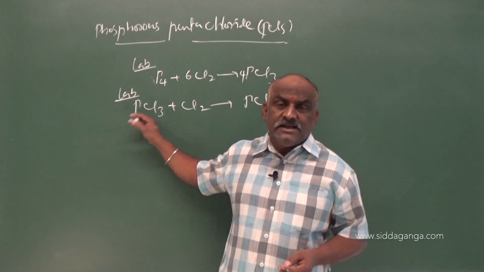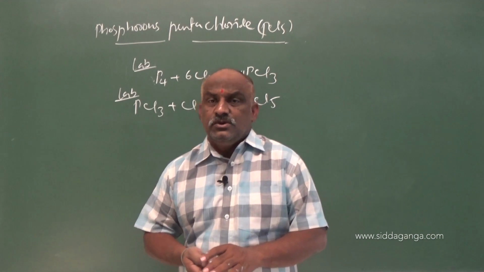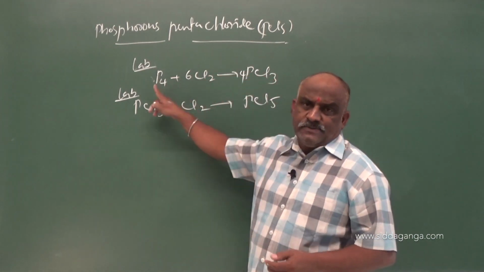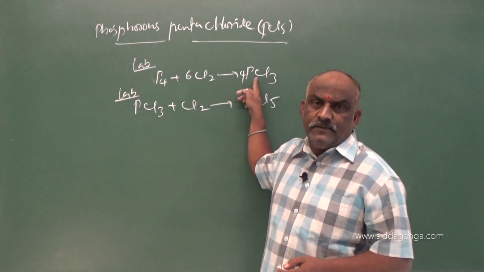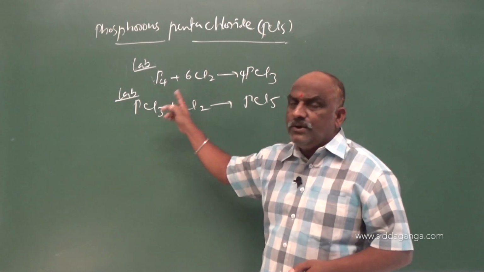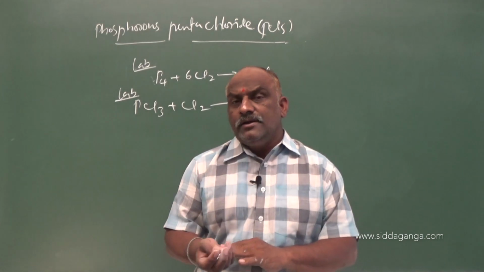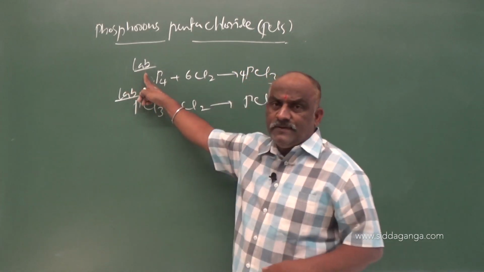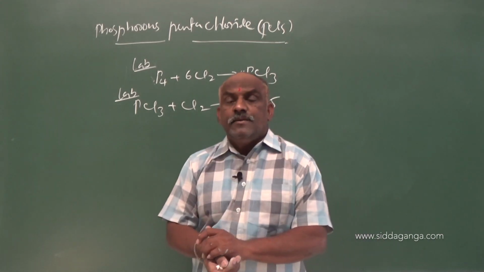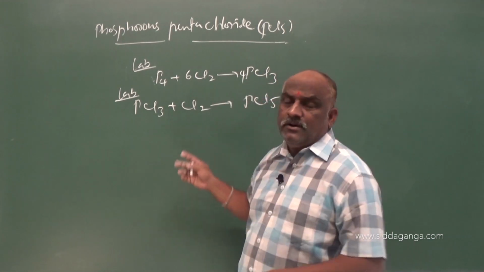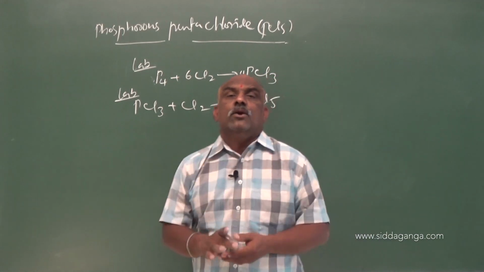Phosphorus trichloride is treated with excess of chlorine, gives rise to phosphorus pentachloride. Phosphorus is treated with chlorine, gives rise to phosphorus trichloride. Clear it is. So, my dear students, make a note regarding these two equations. Phosphorus plus chlorine gives rise to PCl3, that is a laboratory method. PCl3 plus Cl2 gives rise to PCl5, it is also a laboratory method. Both are laboratory methods for two different compounds: one is phosphorus trichloride, the second is phosphorus pentachloride.